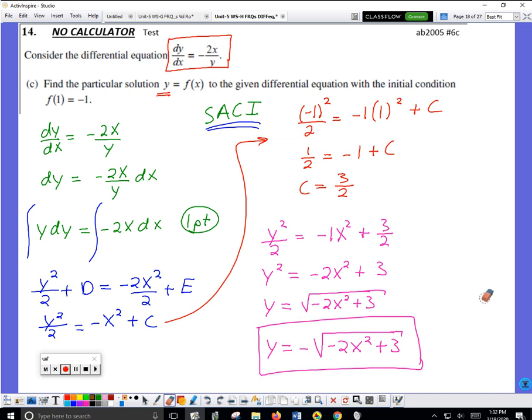So we plug in a 1. What's 1 squared? 1. Times negative 2 is? Negative 2. Plus 3 is? 1. Good. What's the square root of 1? 1. So this equation gives the wrong answer. Oh, so it's negative 1. Right, it's supposed to be negative 1. This one works. Does that make sense? Perfect. 3 points.